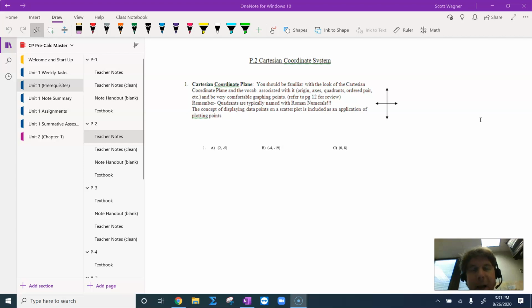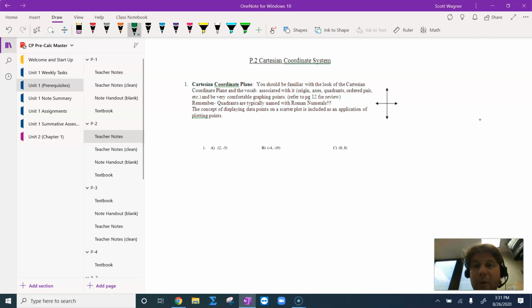It should look like this, with the X and Y axes. All of the vocabulary: the origin is the point (0, 0). Your axes are those grid lines that split everything up into quadrants. There are 4 quadrants altogether. An ordered pair is X comma Y, and so on. There's all sorts of things to help with the Cartesian coordinate system.